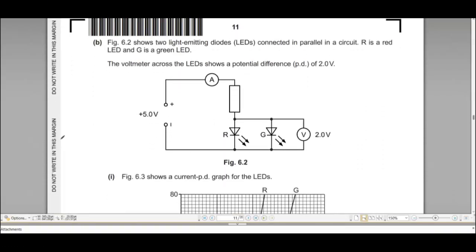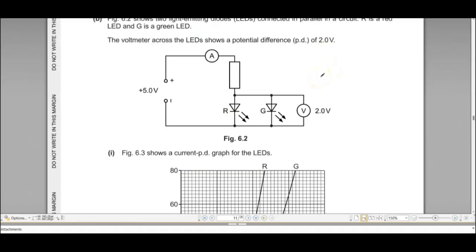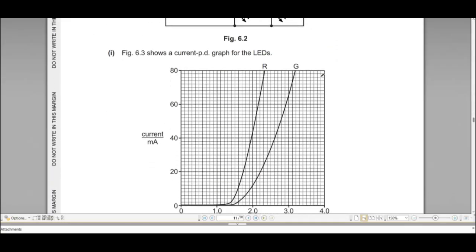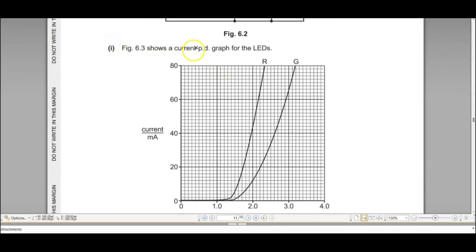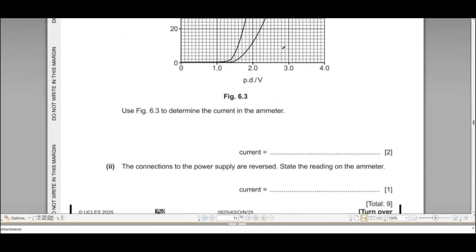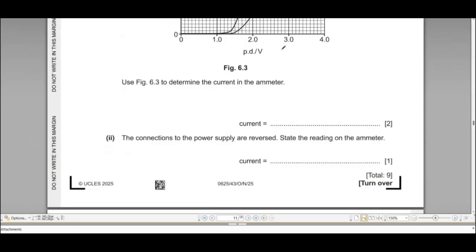part B. Figure 6.2 shows 2 light-emitting diodes connected in parallel in a circuit. R is a red LED and G is a green LED. The voltmeter across the LEDs shows a potential difference of 2 volts. Okay. So figure 6.3 shows a current-PD graph for the LEDs. Use figure 6.3 to determine the current in the ammeter.